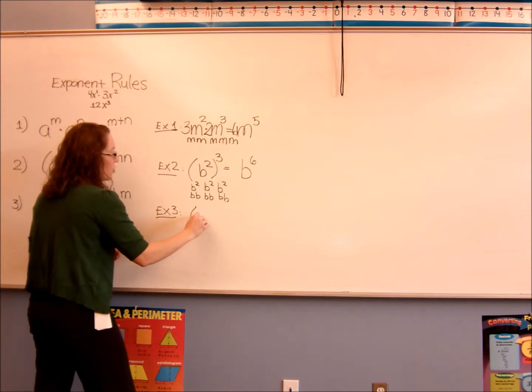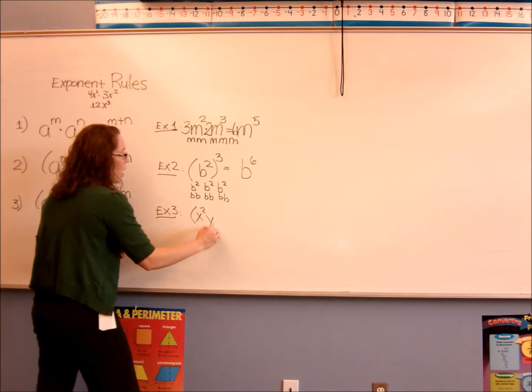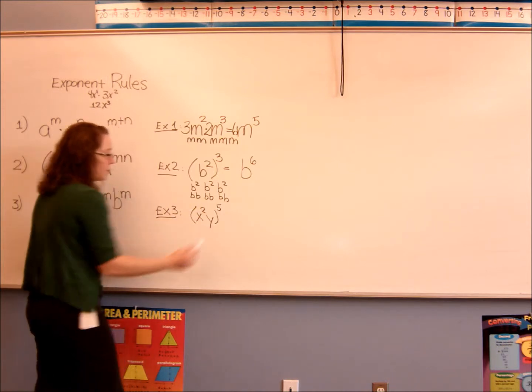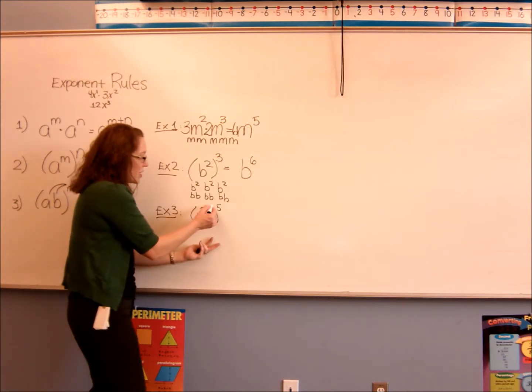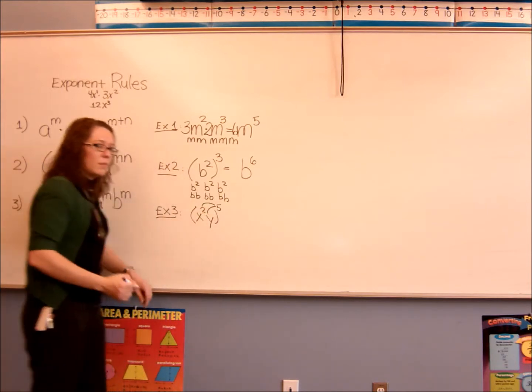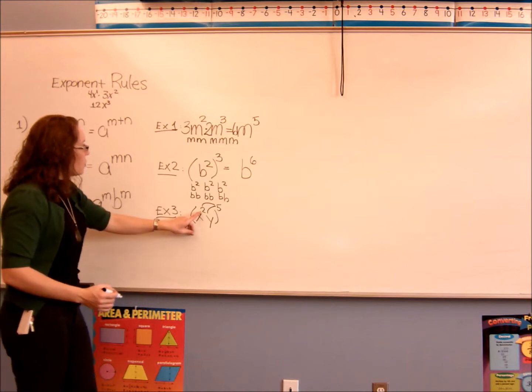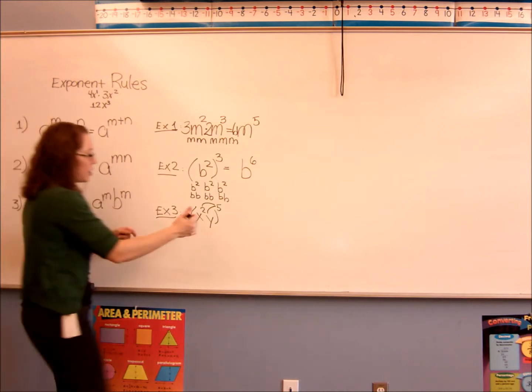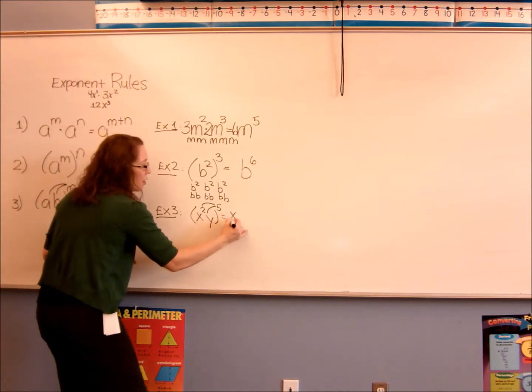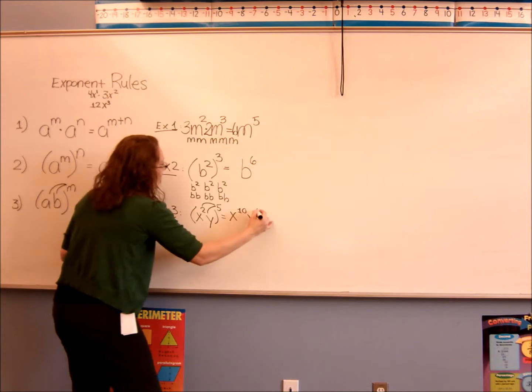Let's do x squared and y raised to the 5th. You see you have 2 different variables in there. You're going to take it through twice. Now, this rule goes back to here, right? You have an exponent raised to another exponent. You're just going to multiply them together. Good. So x to the 10th and y to the 5th. Well said.